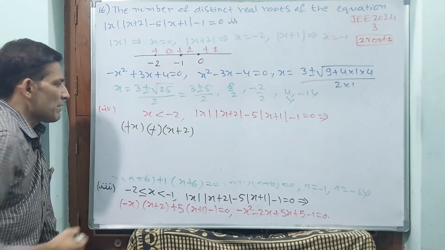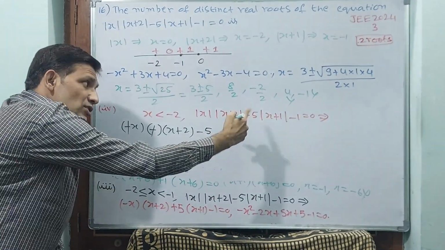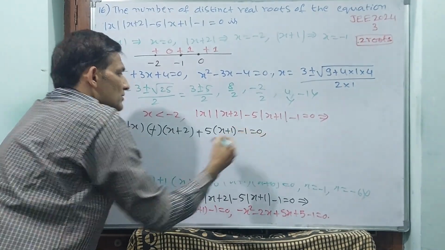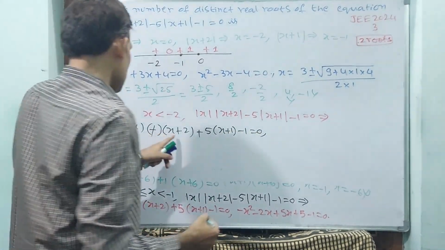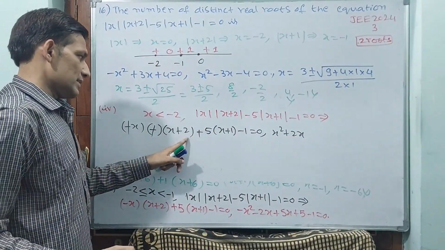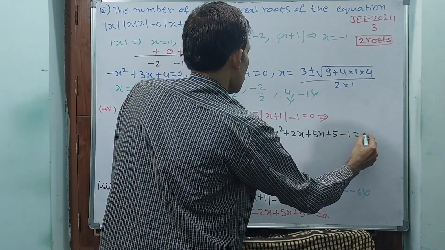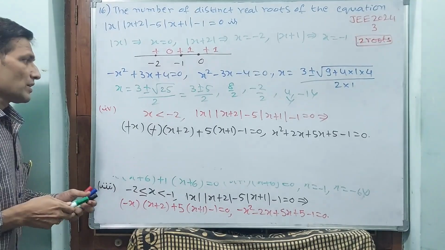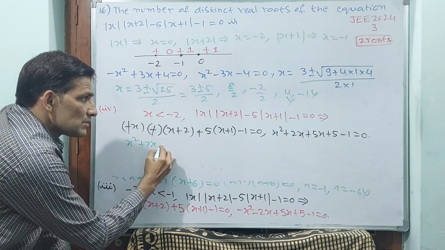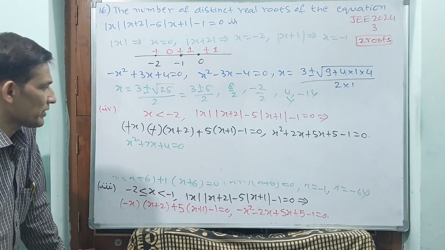Definitely, minus 5 times, see, this is also going to become negative. That means plus x plus 1 minus 1 equal to 0. Understand? Okay. Now see, x square plus 2x plus 5x plus 5 minus 1 equal to 0. If that is the case, x square plus 7x plus 4 equal to 0. Okay?